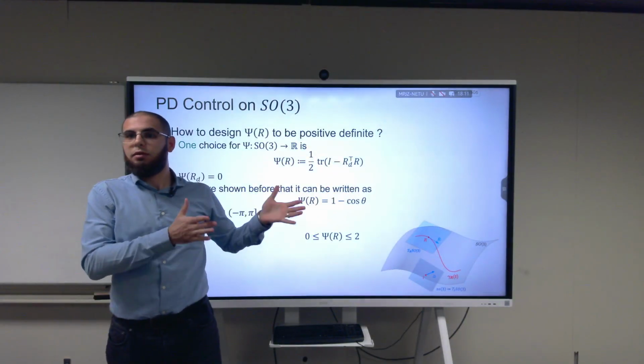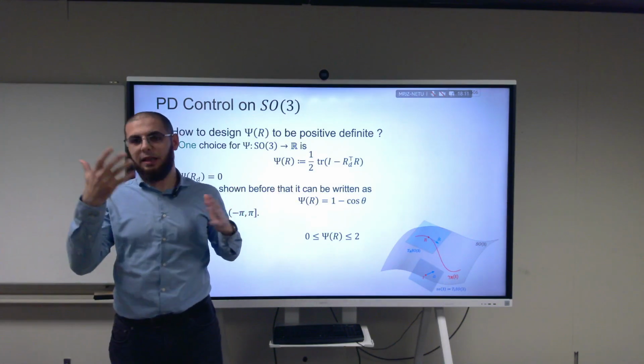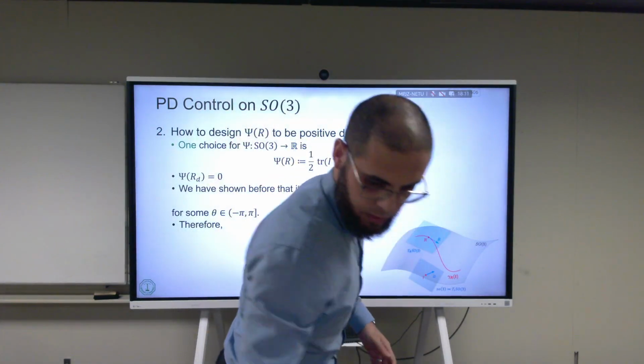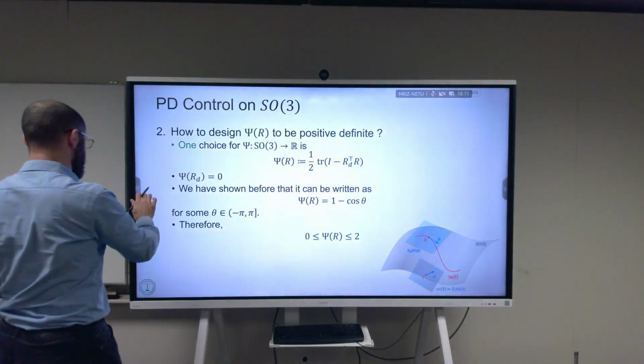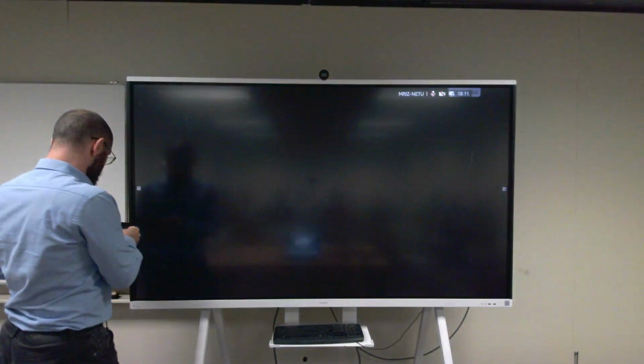Okay. So now we have our positive definite function, and it's a function of the error, similar to the potential function that we had in R3. Now let's calculate the gradient, the differential of that function. Okay. So now let's go to the board.